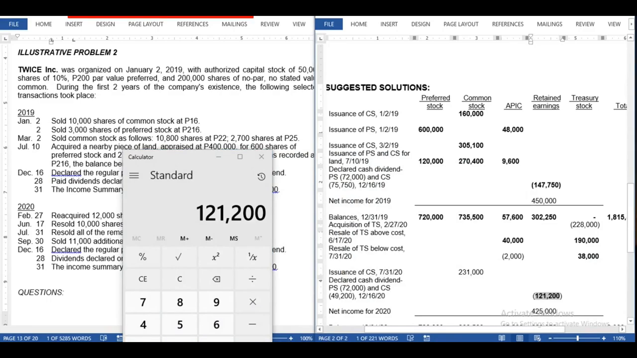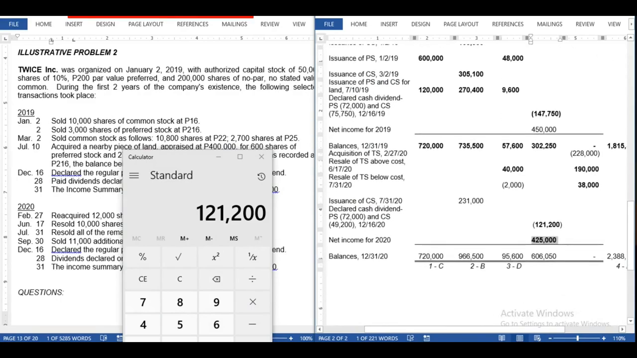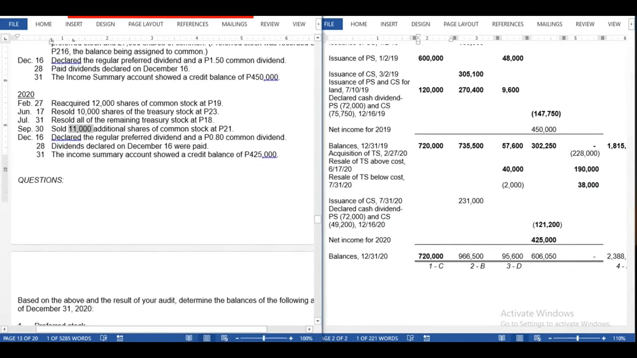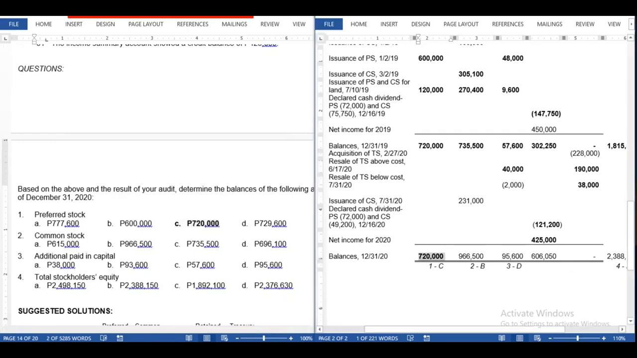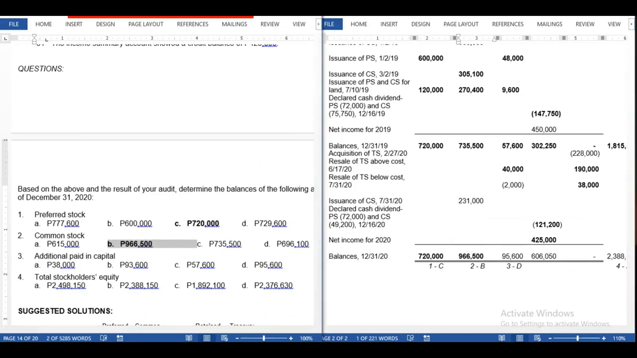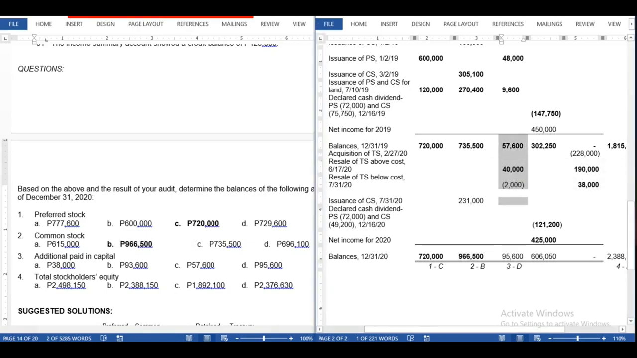And lastly, the net income of 425. So just foot everything. The answer for number 1 is letter C, the preference dividend, same as before, 720. And the answer for number 2 is 966,500. Just add everything, foot everything. So letter B. And for number 3, this is 95,600, just add everything. And then for number 4, which is the total, right? Total.